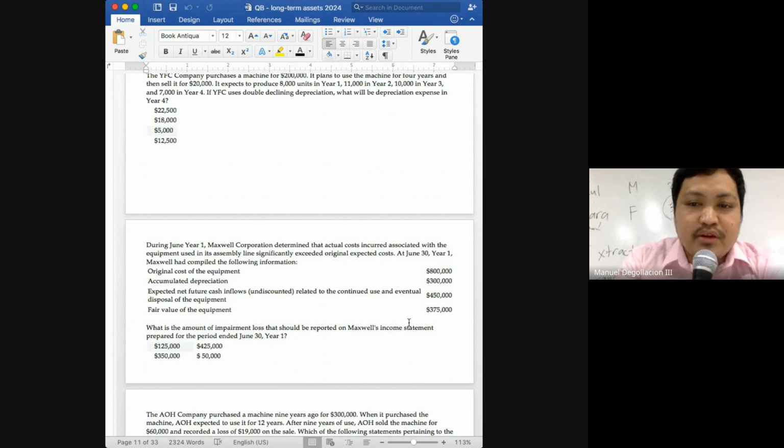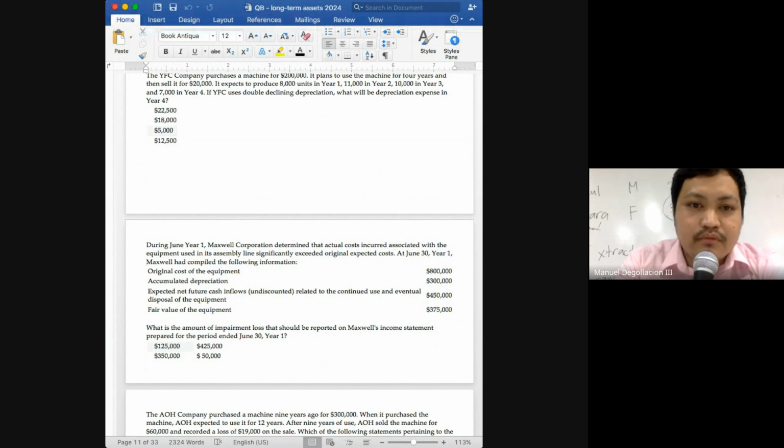What do we do under the impairment loss test? We determine the amount of impairment loss. And how do we do that? By comparing the book value with the fair value. So what is constant in the two steps, class? Book value. In the first step, compare book value with the undiscounted cash flows. In the second step, compare book value with the fair value.